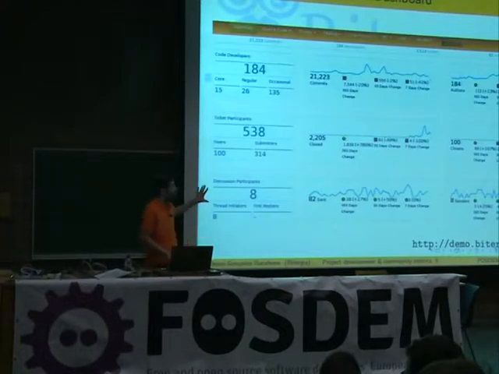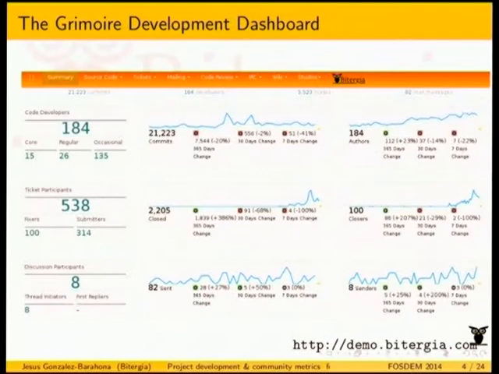Okay, first of all, this is the dashboard that I'm going to present. So all of this, of course, is free software, and we call it the Grimoire development dashboard. You have information about the different repositories from a project, so here in the top area, you have information about Git, then you have information from tickets, and then you have information from mailing lists, for instance. You can have information from other sources as well.